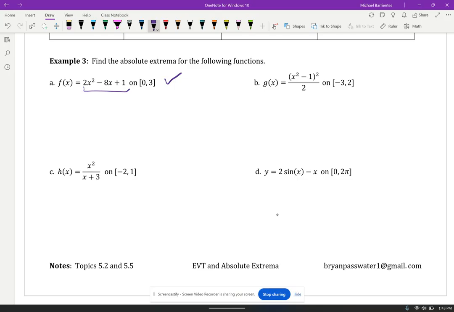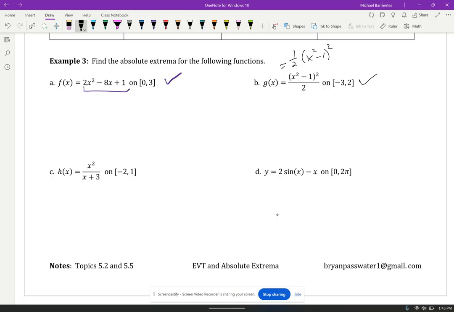When I look at the second function, at first this function looks like it might be difficult, except remember, we're just dividing by 2. So this is the same thing as 1/2 times x squared minus 1 quantity squared. Well, that means in reality, if we were to multiply this out, and I'm not asking you to do that, this would give me a quartic or fourth degree polynomial, and that is also continuous, and this is a closed interval, so the extreme value theorem is going to help us there.